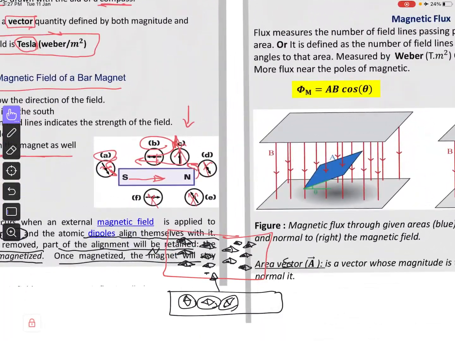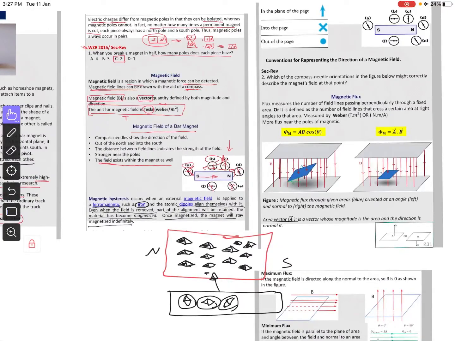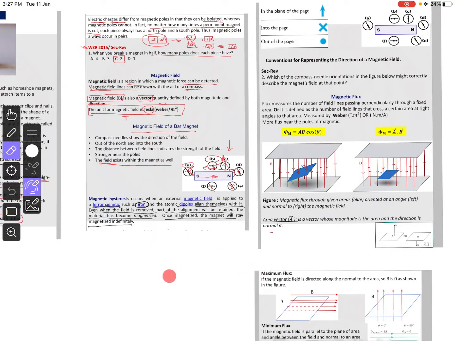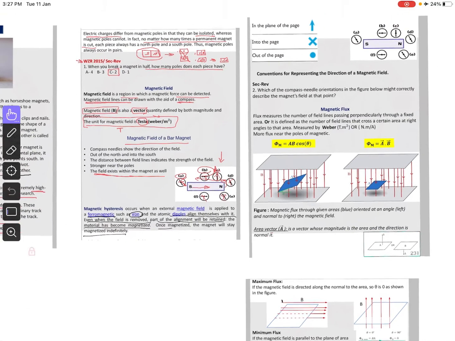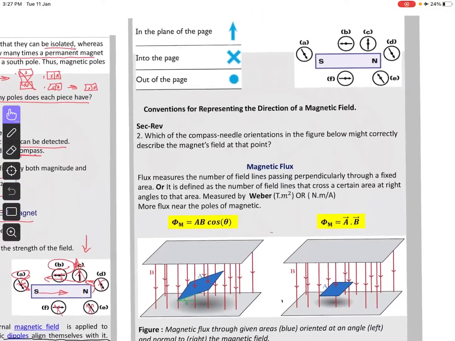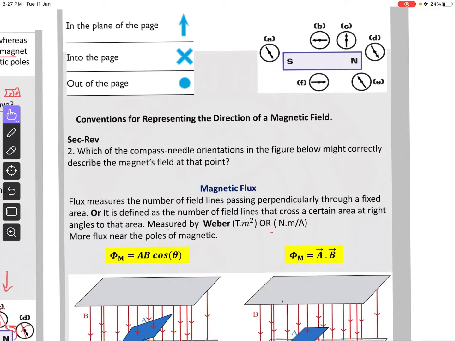Now let's go to something else, which is, let's clean this one up. Okay, and then let's go to something we need, because we said the magnetic field is a vector quantity, and you already know that velocity is a vector quantity, and the force is also a vector quantity, and the current also has a direction.